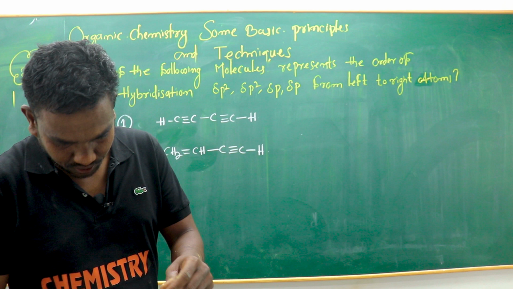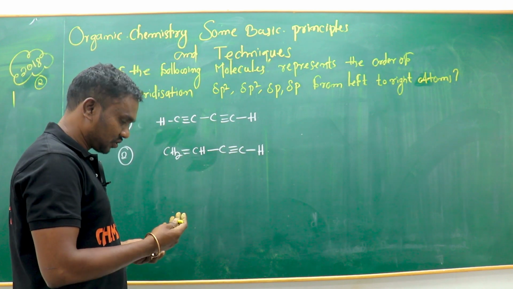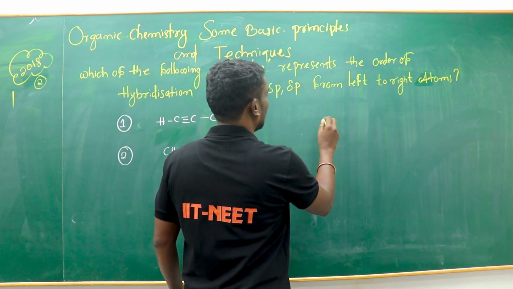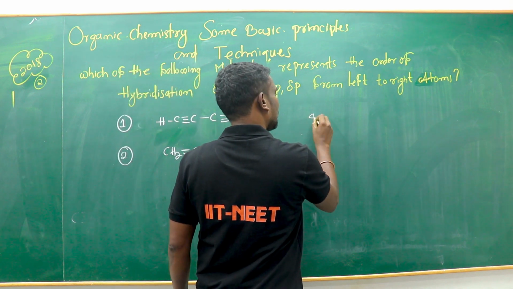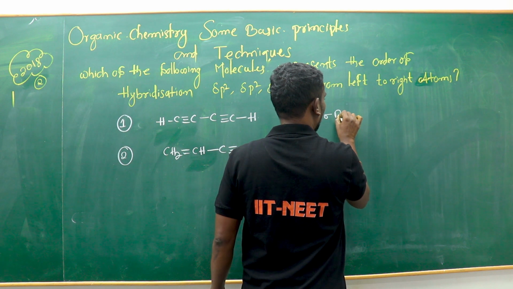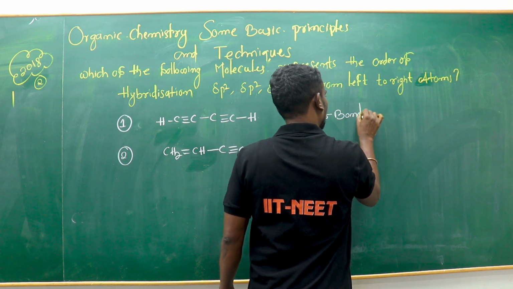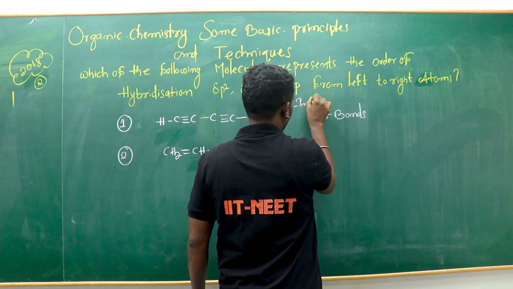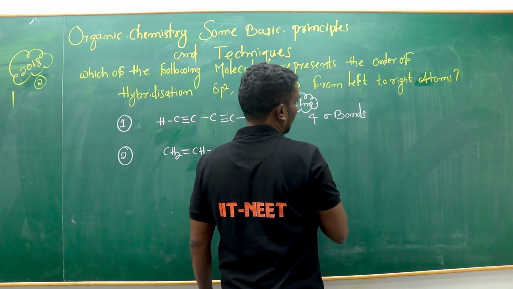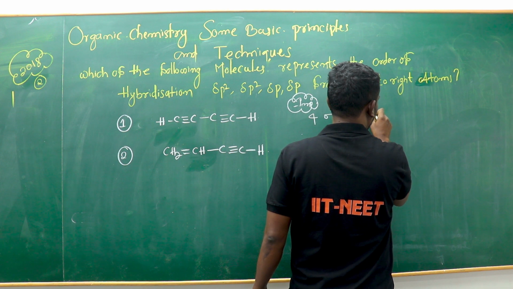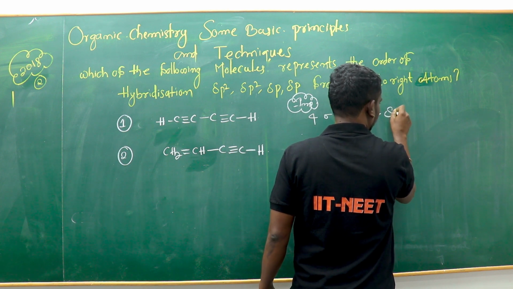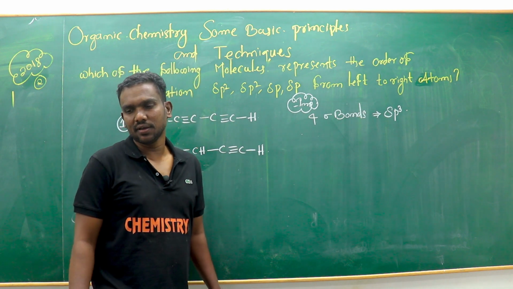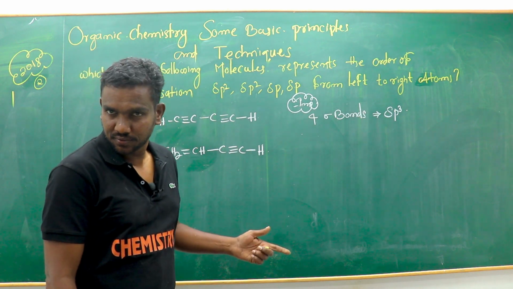Before going to attempt that question, here we require a few points, beta. So first of all, you have to be focused. See here, 4 sigma bonds. Make a note, important beta. This is very important, pay attention to this. 4 sigma bonds belong to what? sp3 hybridization. Is it clear?